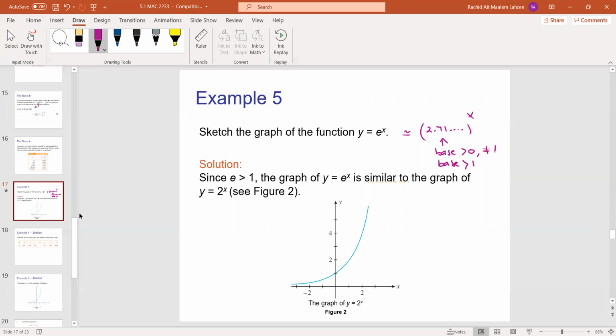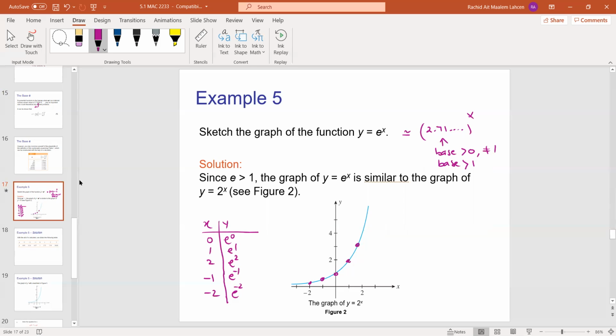You can use the same technique as in the past to use points. So let's say now you can do it this way. You can say 0, 1, 2, as many points as you want, -1, -2, and you substitute and you do it on a calculator, e power 0, e power 1, e power 2, e power -1, e power -2, and you put these points.